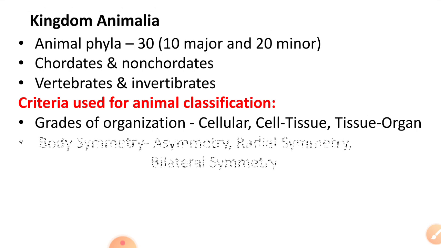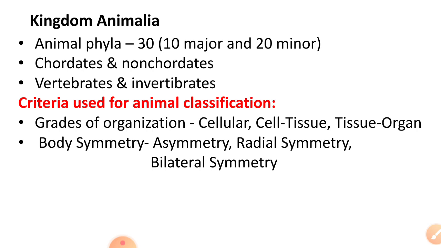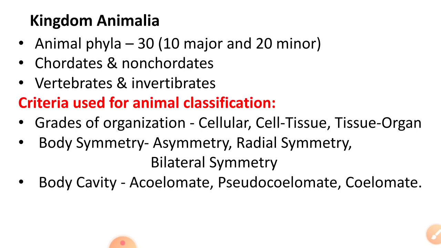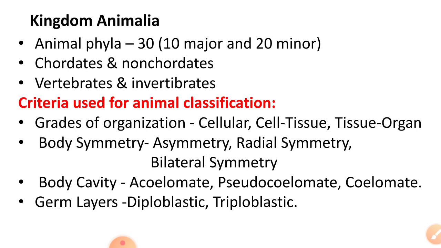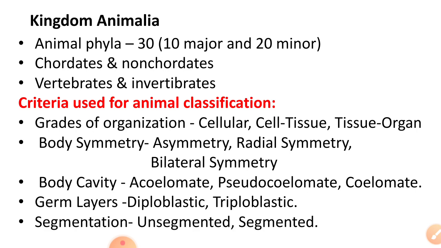Again, on the basis of body symmetry, that is, asymmetric, radially symmetric and bilaterally symmetric animals, we can group these organisms into different groups. On the basis of presence or absence of body cavity, we can divide them into acoelomate, pseudocoelomate and coelomate types. On the basis of germ layers, whether diploblastic or triploblastic, we can divide organisms into two groups. On the basis of segmentation, we can divide them into unsegmented and segmented organisms.